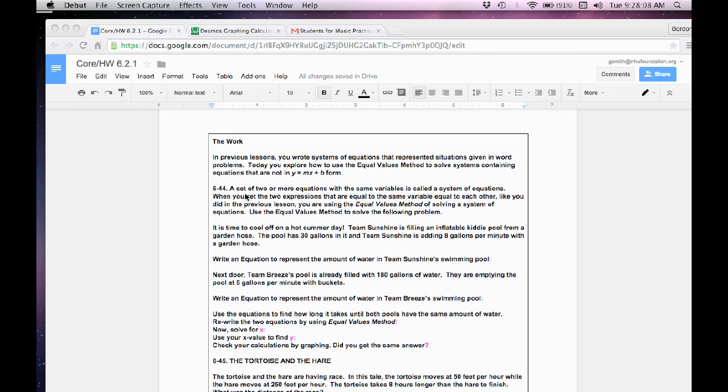Okay, so a set of two or more equations with the same variable is called a system of equations. When you set the two expressions that are equal to the same variable equal to each other, like you did in the previous lesson, you're using the equal values method of solving a system of equations. Use the equal values method to solve the following problem. So we're using the equal value method, which is basically when the equation is in slope-intercept form, you know that y equals y, so you can take the mx plus b part of each equation and set them equal to each other.